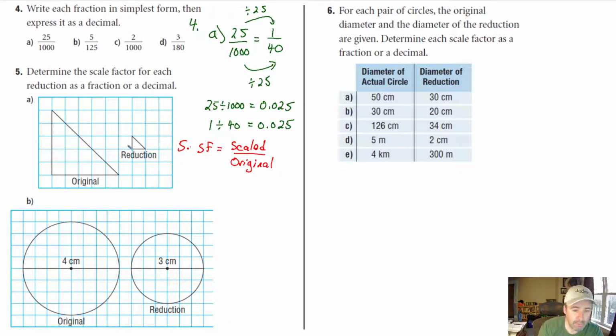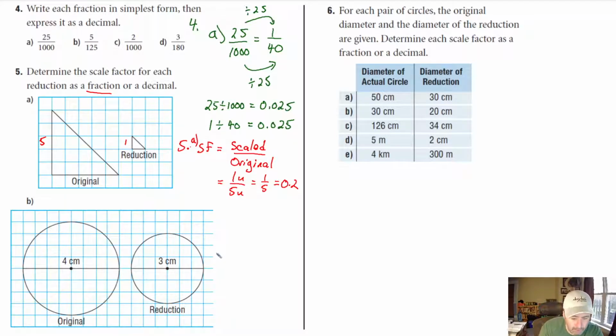So for this one, I'm going to look at this side. This is 1 unit tall on the reduction. And on the original, it's 1, 2, 3, 4, 5 units tall. So my scale factor would be 1 unit divided by 5 units. If I wanted to write that as a fraction, it's 1/5. And if I wanted it as a decimal, 1 divided by 5 is 0.2. Okay, so that is the scale factor for 5A.